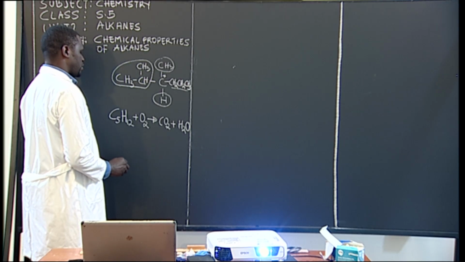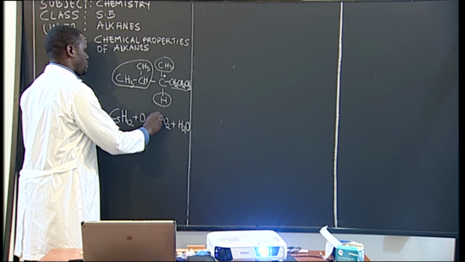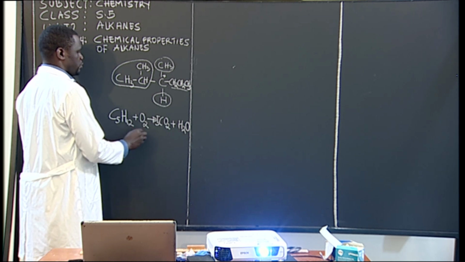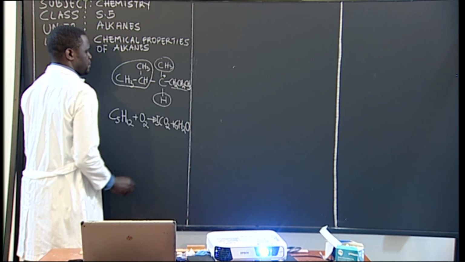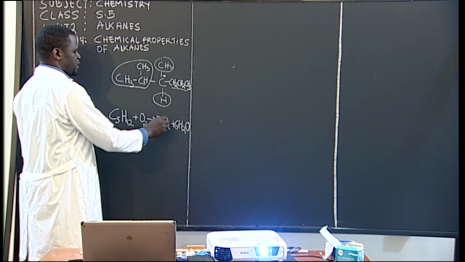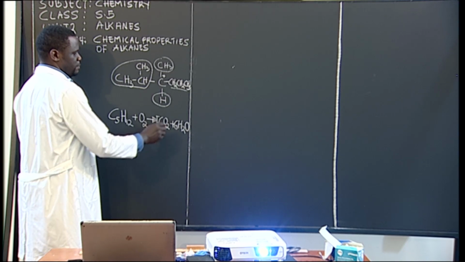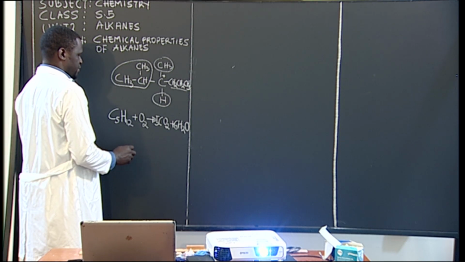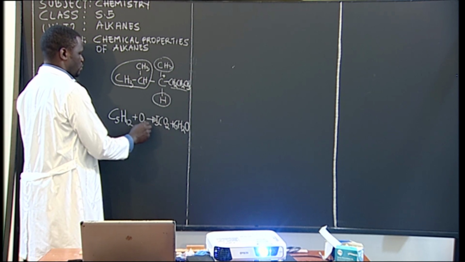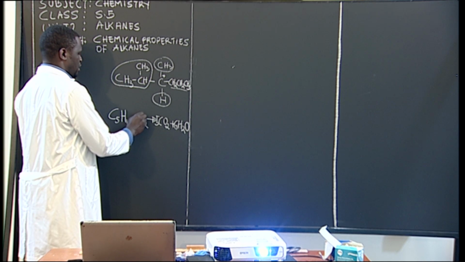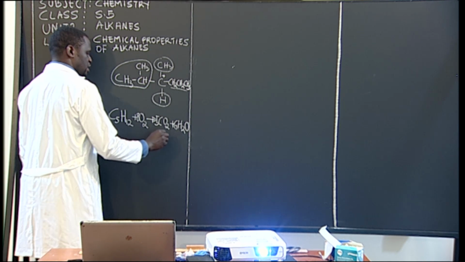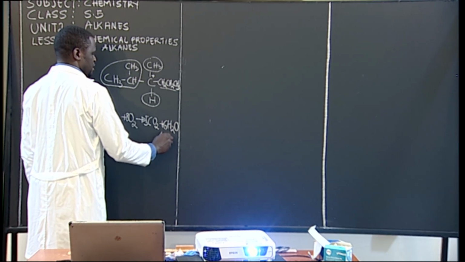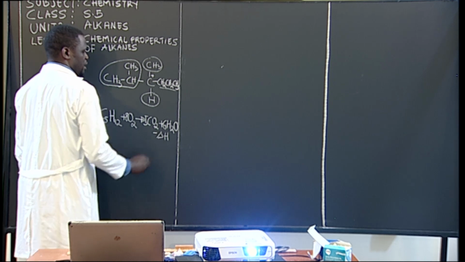Then we balance our equation. We have 5 carbon atoms, so we put 5 here. Then hydrogens, we have 12, so we put 6 here. Then we can balance oxygen by putting 5 times 2, which is 10. 10 plus 6 will be 16, so here we put 8. So we are saying that this chemical reaction, in addition to producing this, will produce energy. Energy will be given out to the surrounding.